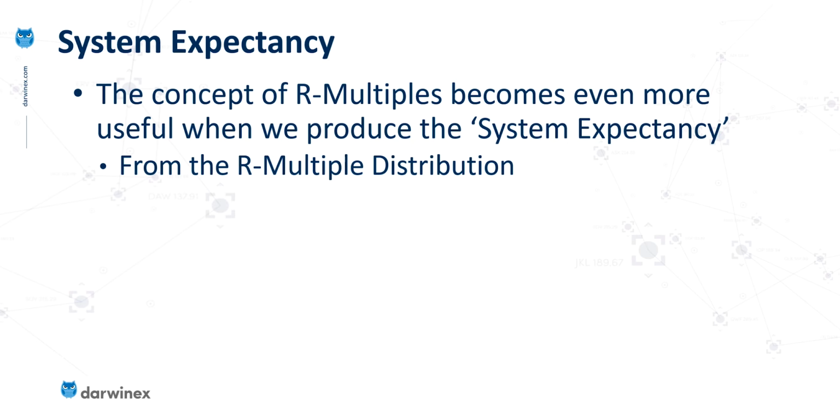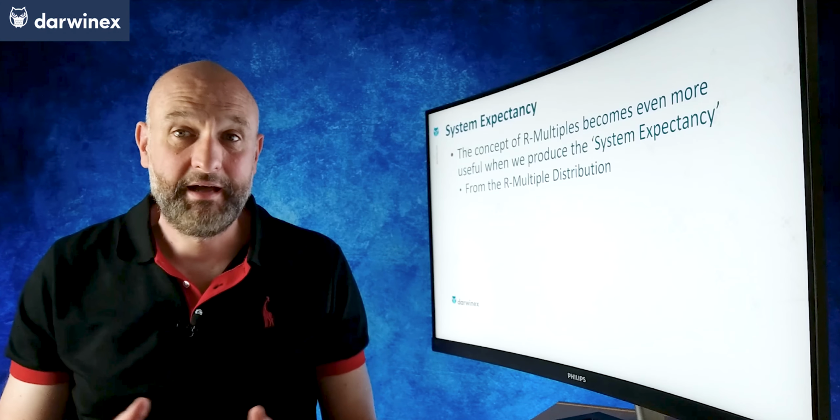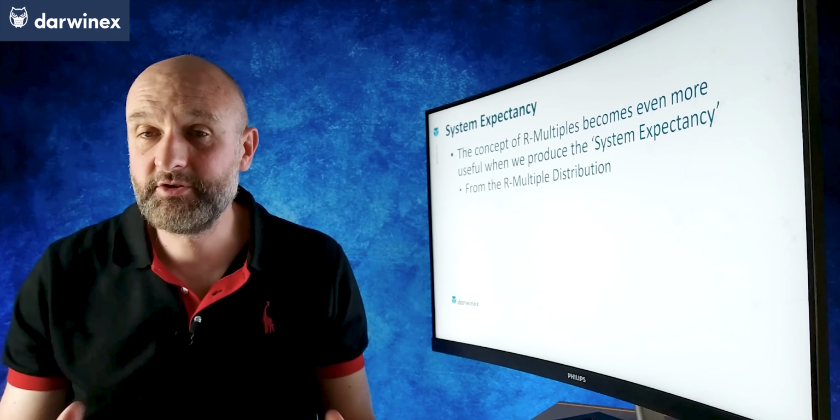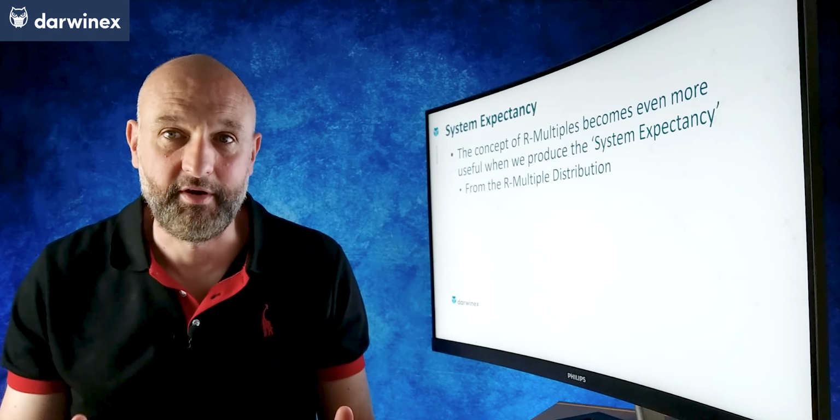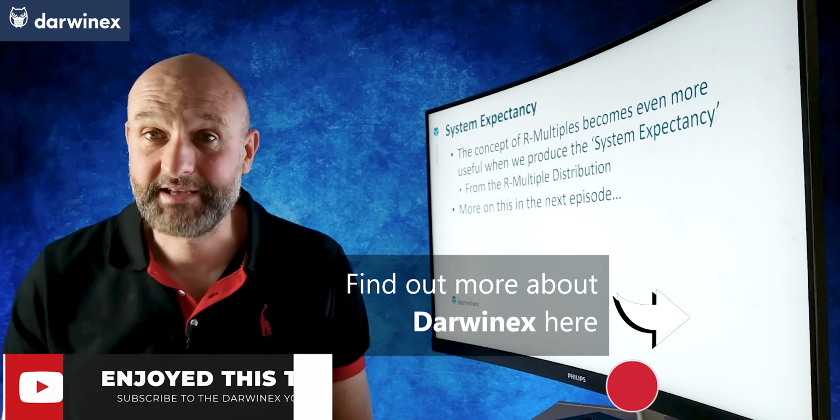But why is having this R multiple distribution useful? Well, it's because we can use that distribution to calculate what's called the system expectancy. And this is another great tool that was devised by Van Tharp, but more on that in the next episode.